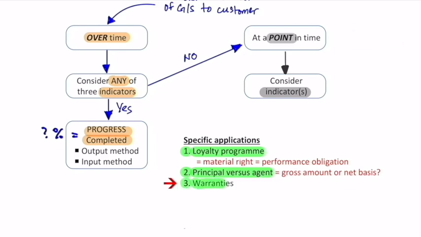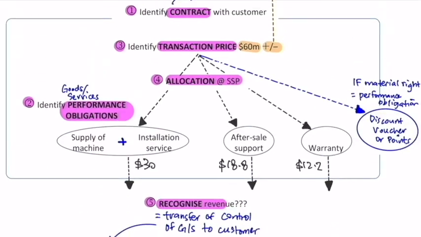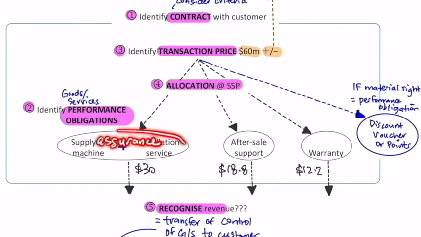Third, warranty. There are two types of warranty. One is assurance warranty. The other is service warranty. If it's assurance warranty, we do not account separately. Assurance warranty is to assure the goods and services. In order for the customer to buy my goods and services, I give them an assurance that my goods and services are of a certain standard. In this case, assurance warranty is not accounted for separately.